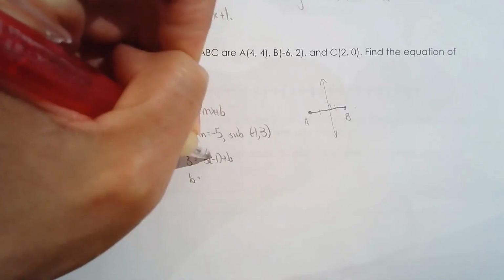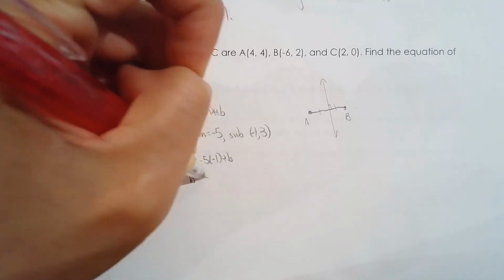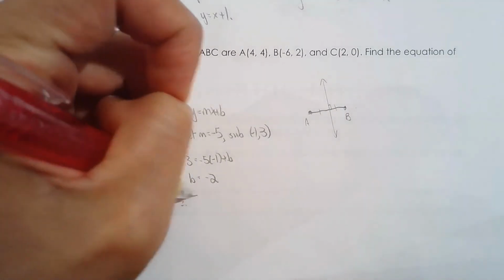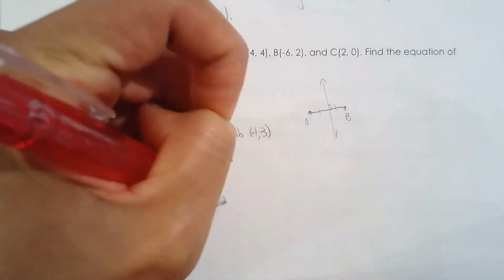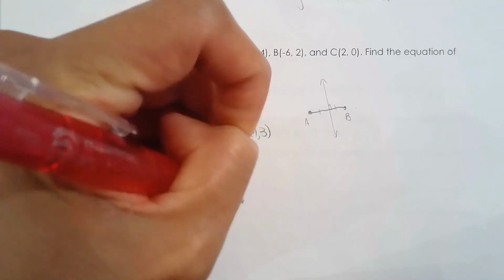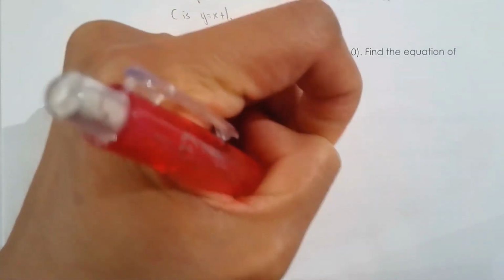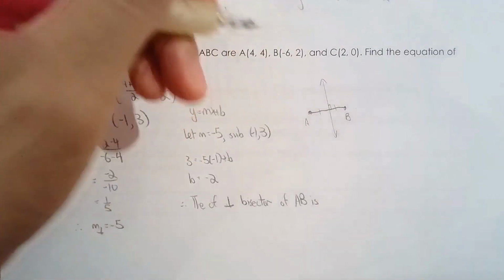So this is 5, bring it to the other side, negative. So 3 minus 5 is negative 2. Therefore, the equation of the perpendicular bisector of AB is y equals negative 5x minus 2.